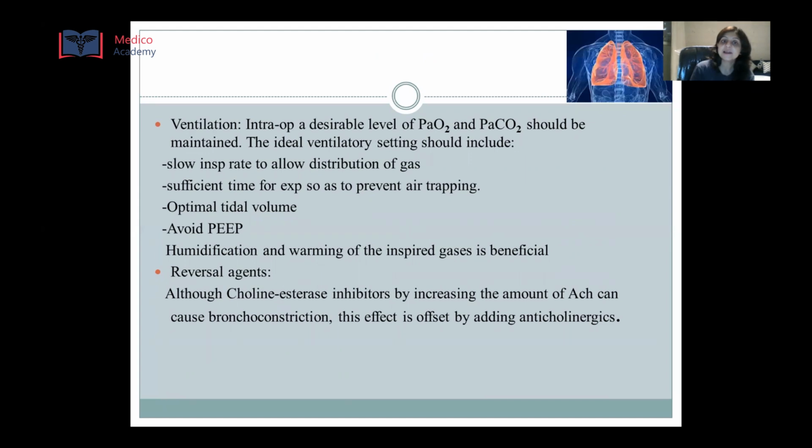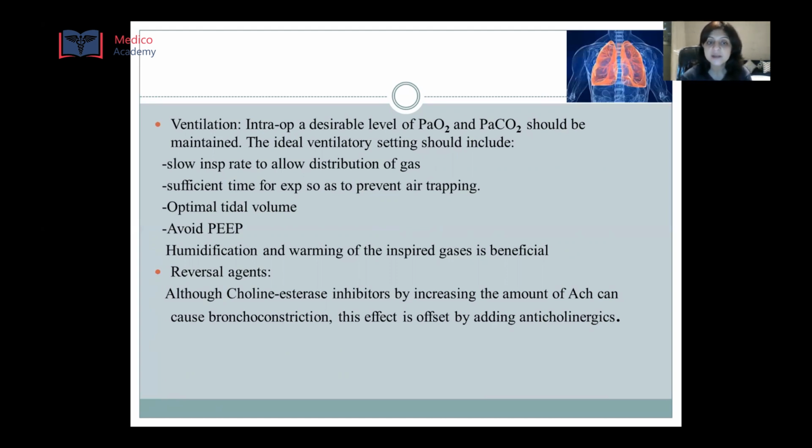In intra-op ventilation, the desired levels of PaO2 and PaCO2 should be maintained. The ideal ventilatory setting should include a slow inspiratory rate to allow the distribution of gas, and sufficient time for expiration so that air trapping does not happen. Optimal tidal volume should be provided and we should try to avoid PEEP. Humidification and warming of inspired gas is very much needed and very beneficial.